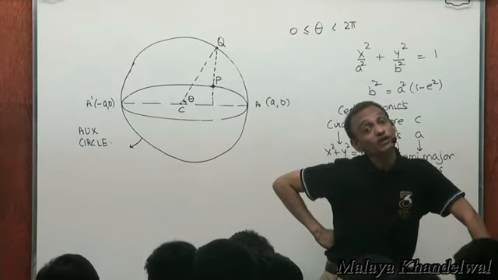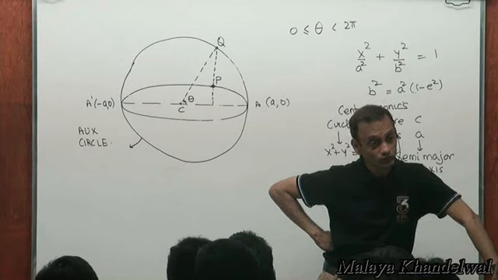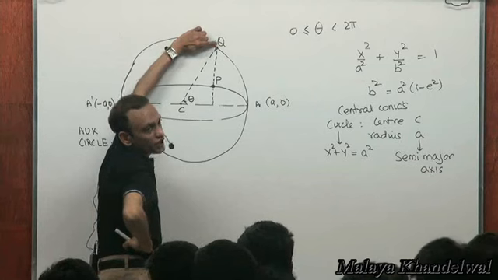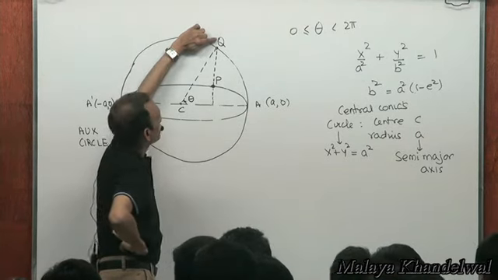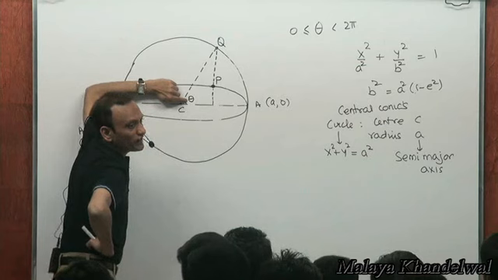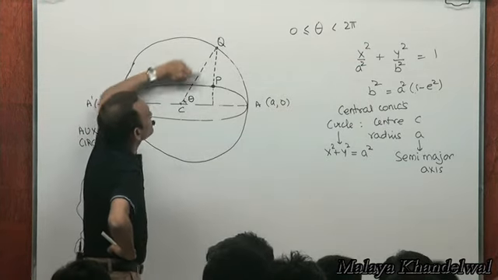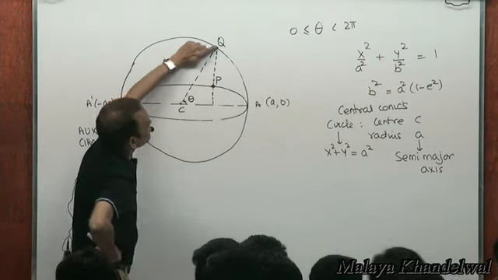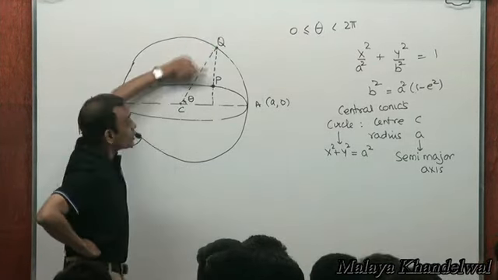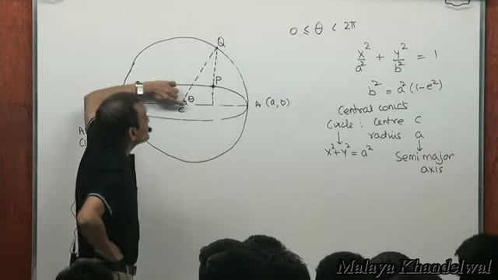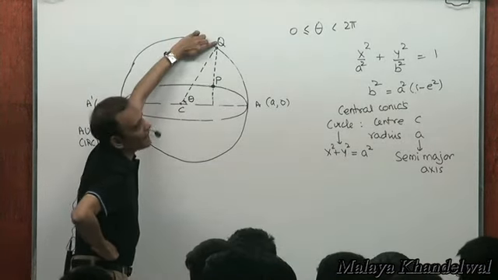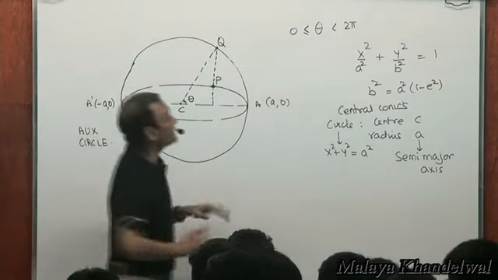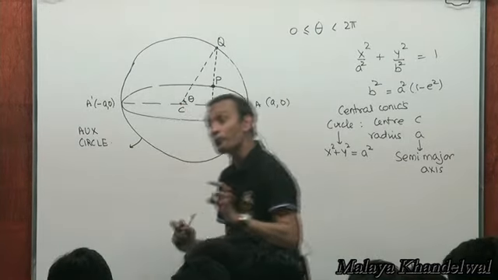With every P, we can associate a theta, yes or no? With every P, we can associate a Q, right? And with that Q, I can associate a unique theta. That means this theta can be associated with P. Yes or no? This theta is actually the polar angle of Q, but it's not the polar angle of P. Even though it's the polar angle of the point on the circle, it's called the eccentric angle of P. This theta is referred to as the eccentric angle of P.